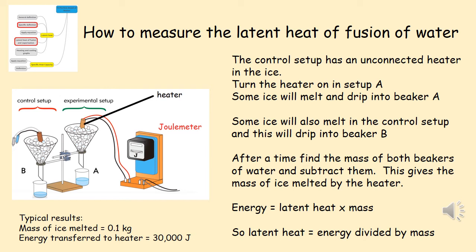You rearrange your equation to give latent heat is energy divided by mass, and that will give you your latent heat. Typical results: if you melt 0.1 of a kilogram of ice, the energy transferred to the heater would be 30,000 joules, and then you do the rearranged equation to give you the latent heat of water from that.